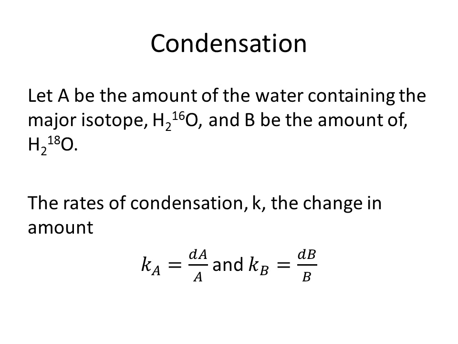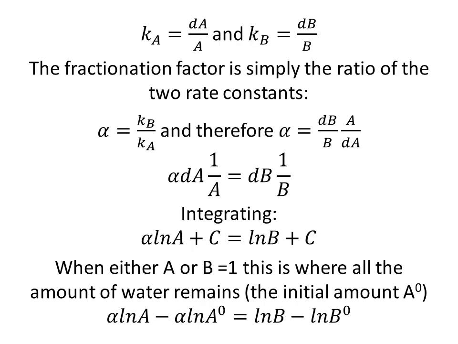Some maths first. If we look at the total amount of water, it is essentially the same as the total amount of water with an O16 in it, because the O18 is very rare. So let the amount of O16 water be A and the amount of O18 water be B. The rate at which that happens is basically the rate of change of those amounts. The fractionation factor is just the ratio of those two rates.